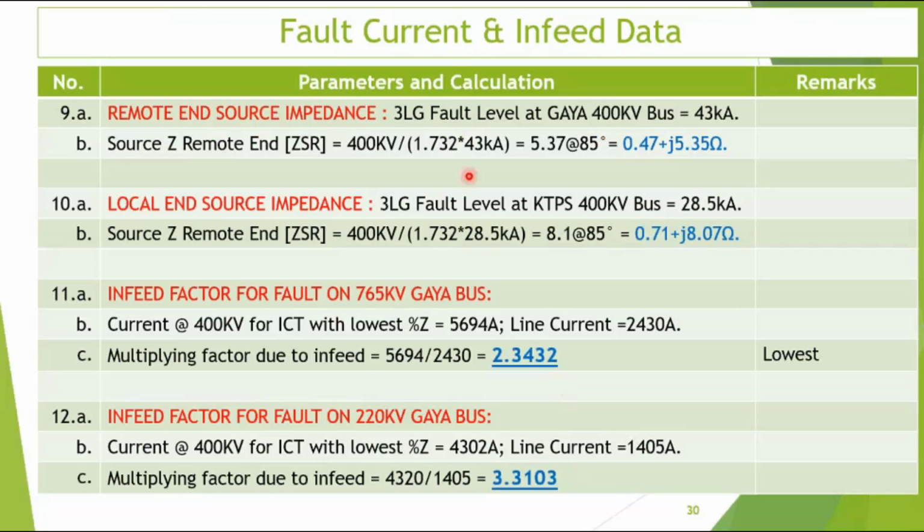We have the remote and source impedance. Some relays need it, ABB relays need it to calculate their fault location. Most of the relays actually use it. Remote and source impedance. How is source impedance calculated?